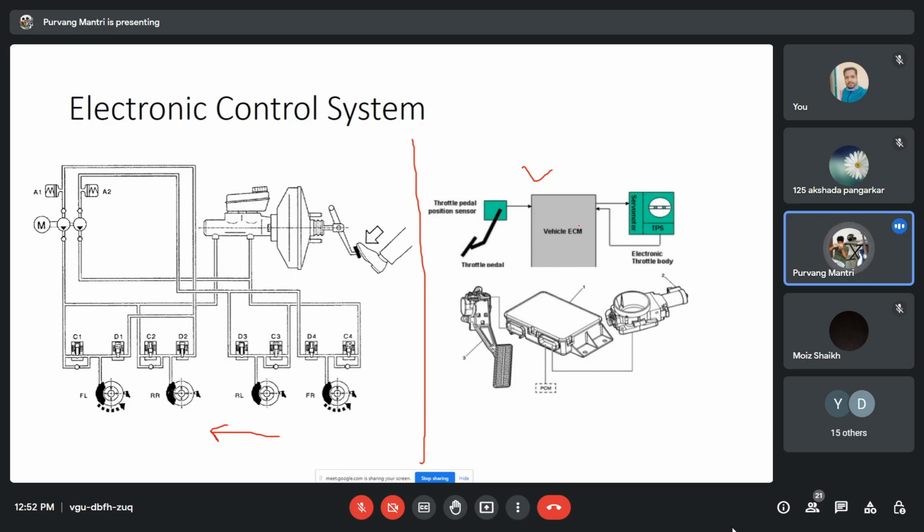Okay. So this entire mechanical system can be replaced by an electronic system, where there is a position sensor on the throttle. Then there is a microcontroller which senses the position of the throttle, which gets the data of that position, and based on that data, there is a servo motor connected on the output end of the microcontroller, and that servo motor is mounted with the throttle valve. This is the throttle valve.